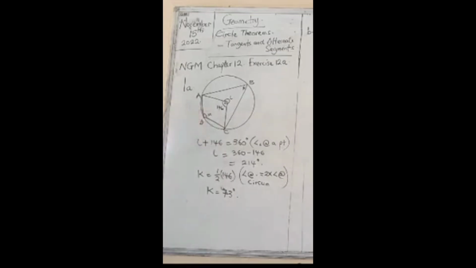Now, I want to get M. There are 2 ways to obtain M. I can use the property of cyclic quadrilateral, or I can use the property of this angle: angle at center equals 2 times angle at circumference. So I want to use the cyclic quadrilateral to do this. So K plus M will be equal to 180 degrees. What's the reason for that?